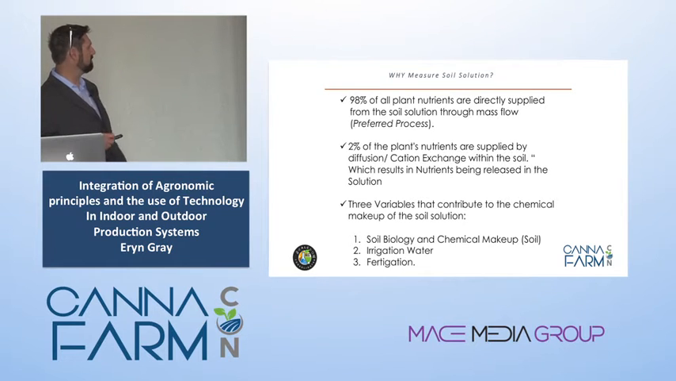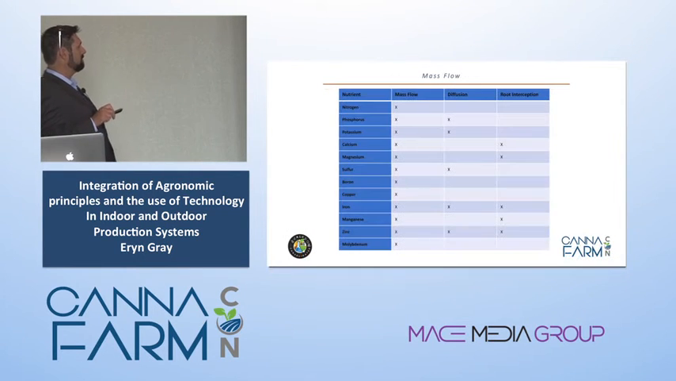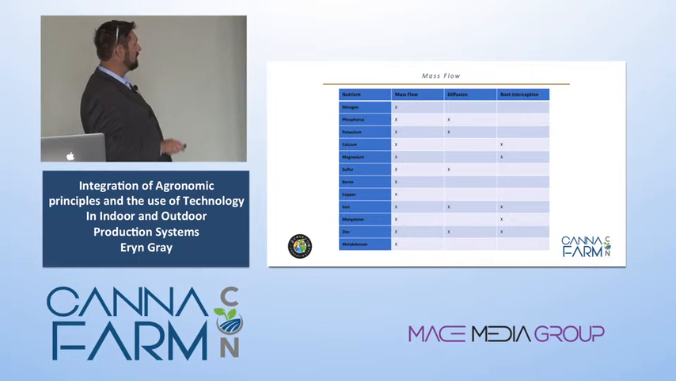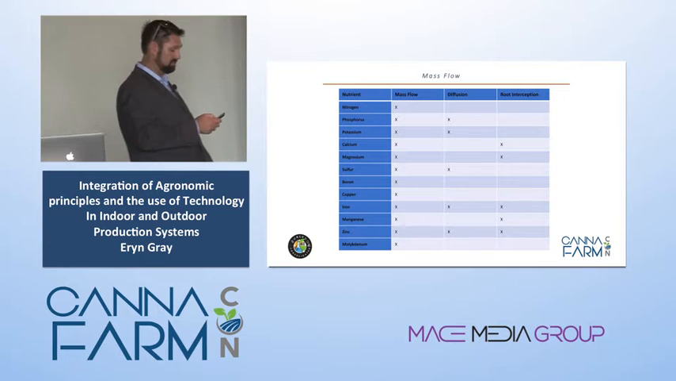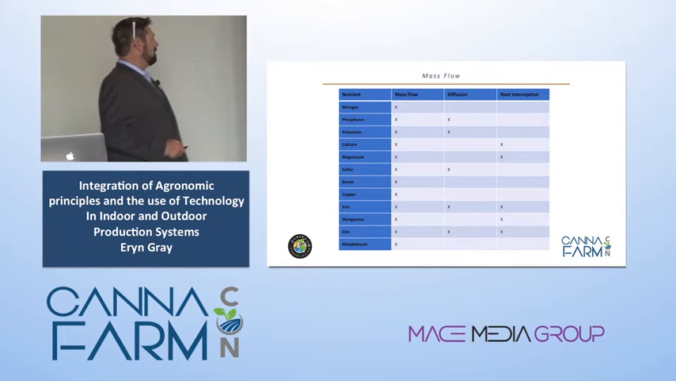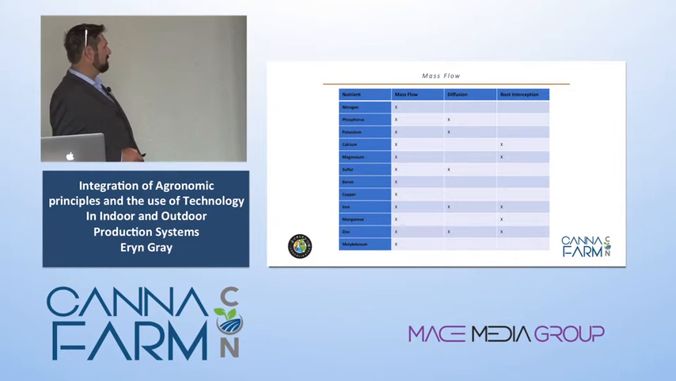You've probably seen some of this before. This is a mass flow chart, a nutrient uptake chart. This is what nutrients are able to be taken up through mass flow, diffusion, and root interception. So that kind of gives you an idea of the differences. That's why we're looking at the soil solution, why it's so important. And you'll see that as I get into some of this data. So this is just a pictogram of what makes up soil solution.